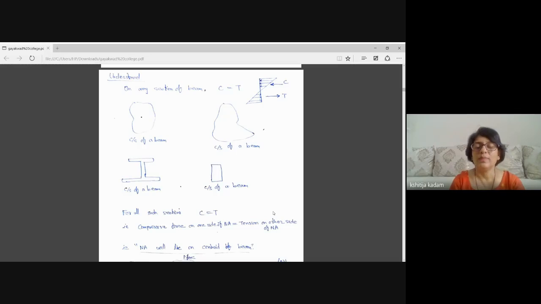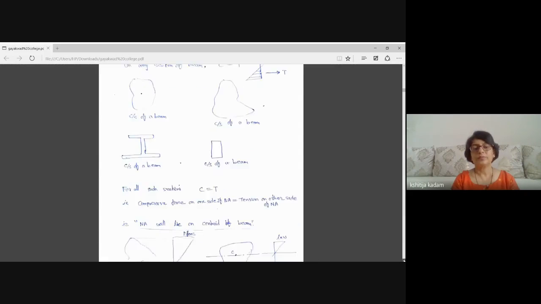The beam section is there only, so it is in equilibrium. So whatever is the horizontal force C, the same will be the horizontal force T. So if your cross section of the beam is this arbitrary shape shown by the first sketch, or the cross section of the beam can be this arbitrary shape which has more area at the bottom as compared to the upper area, or the cross section can be an I section, or the cross section can be a rectangle. Whatever is the cross section, the important thing is C has to be equal to T.